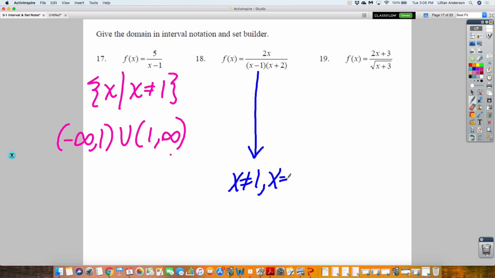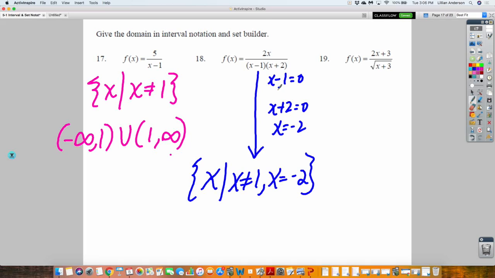What about 18? Was it a denominator or radical? It was a denominator one. So there were some values that x could not equal. What were they? So x cannot equal 1 and x could not equal -2. And that was pretty much set notation right there, correct? Why does it become -2? Because you have to set the denominator equal to 0. So that's x minus 1 equals 0 and x plus 2 equals 0. So when you solve it, that's how you end up with a +1 and a -2.